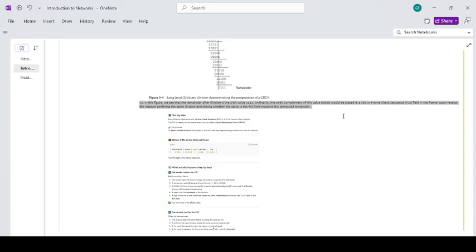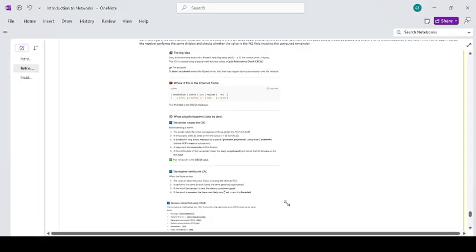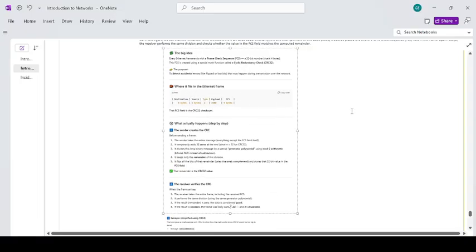Upon receipt, the receiver performs the same division and checks whether the value in the FCS field matches the computed remainder. Now what's the big idea here? Every Ethernet frame ends with a frame check sequence, a 32-bit number, that's 4 bytes. Again, 4 bytes, like the tags, it's a 32-bit number. It's still binary. This FCS is created using a special math function called a cyclic redundancy check, CRC32. So that's what we get in the FCS.